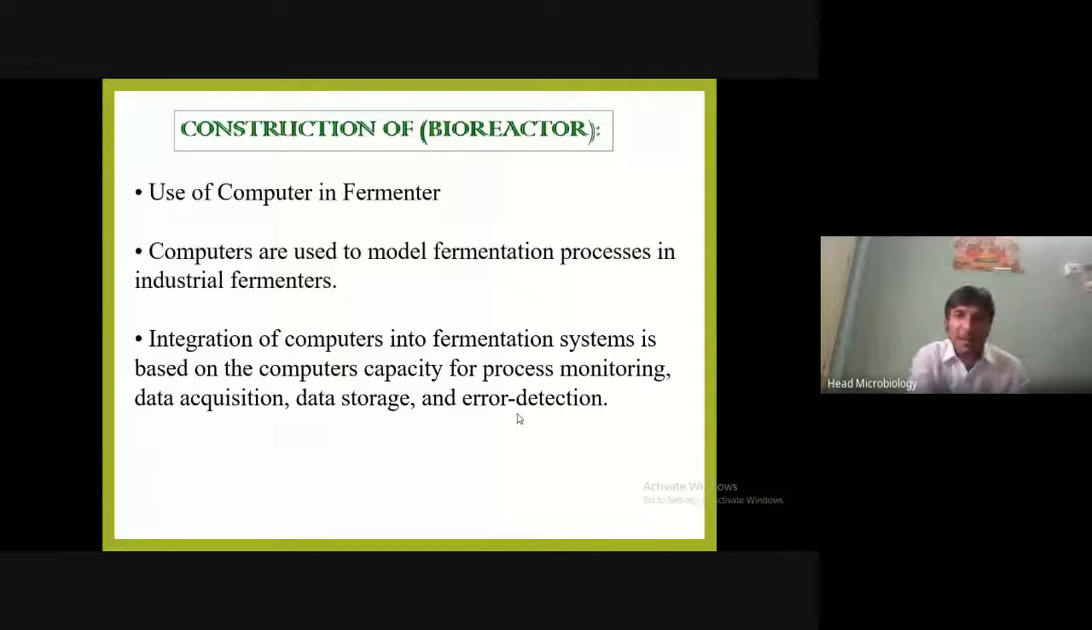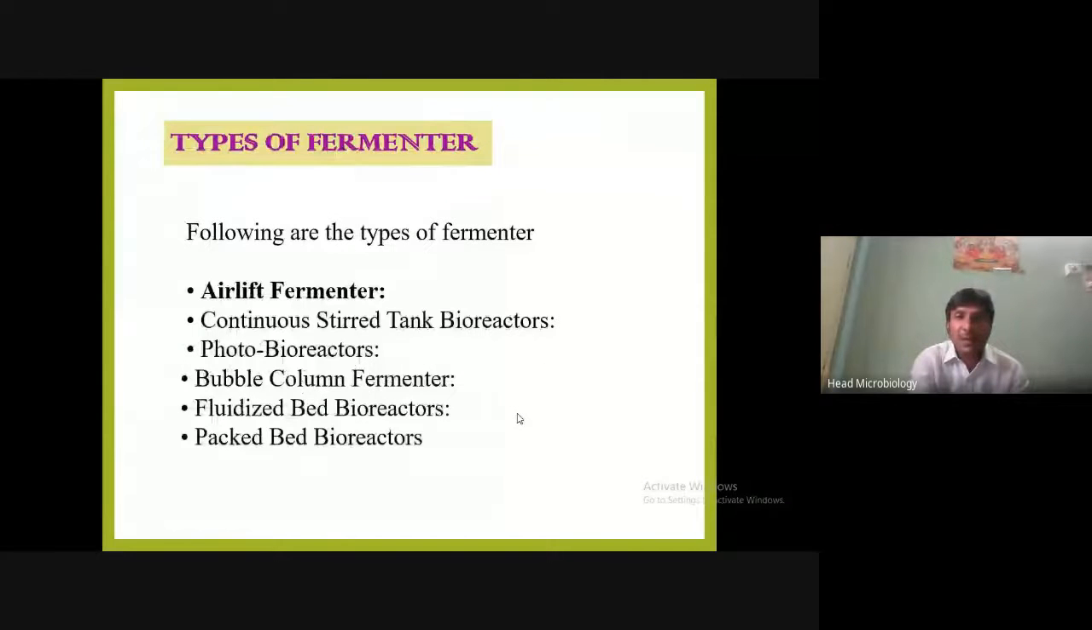And the types of designed fermenters. Different types of fermenters are there, like airlift fermenter, continuous stirred tank fermenter, bioreactors, bubble column fermenters, and fluid bed fermenters. Different fermenters are there. Okay, we will discuss only the airlift fermenter.